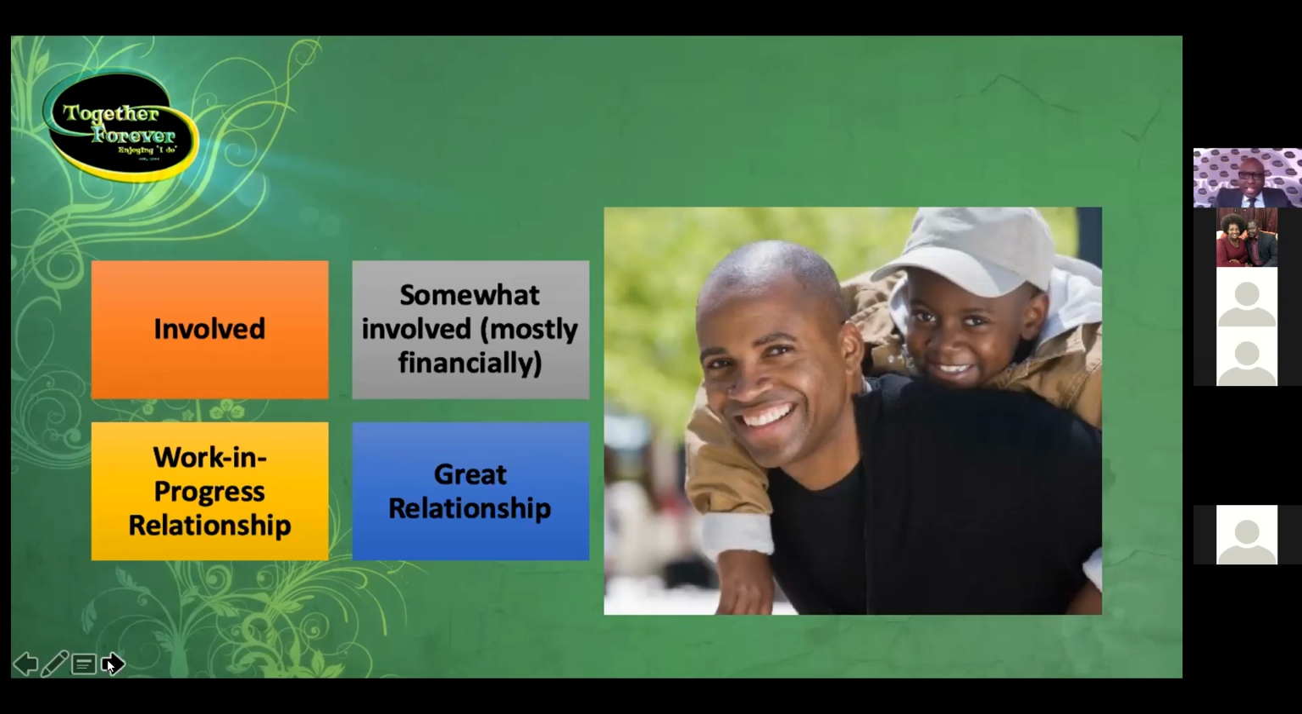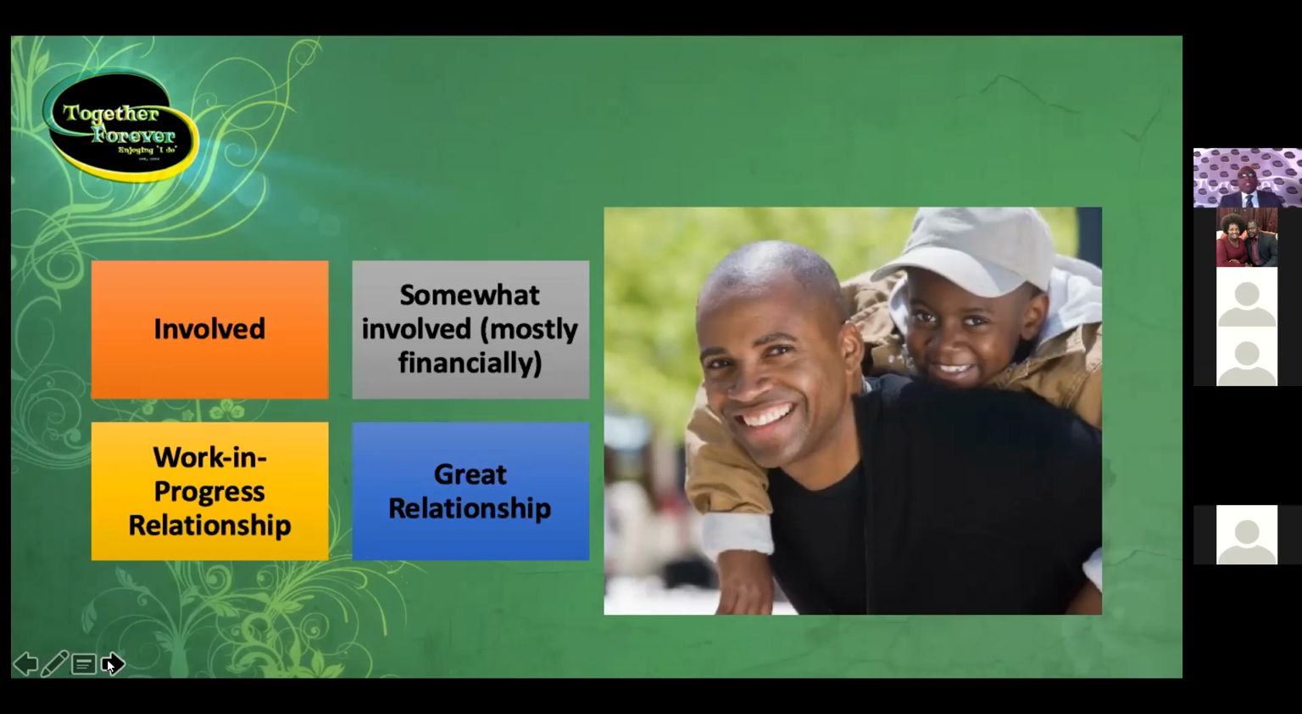So in their life, you can't quite completely discount them, even though they may not live together. But is involved in some way in the life of the child. It's not the ideal that the father may want, not the ideal that the child may want, but it's some form of involvement. The third category is when the relationship is a work in progress.